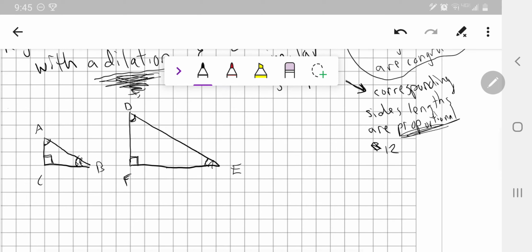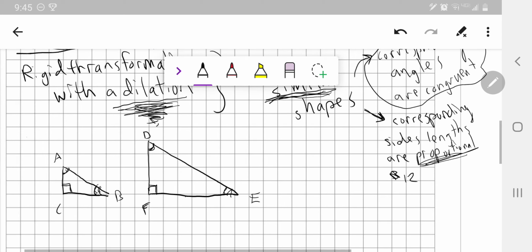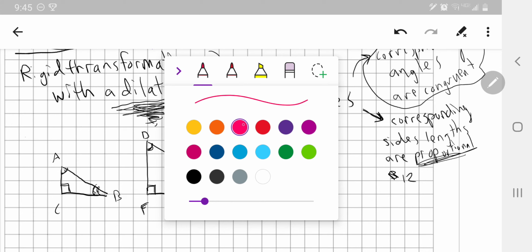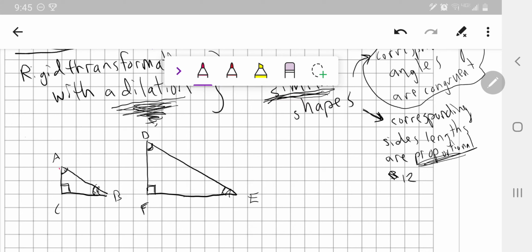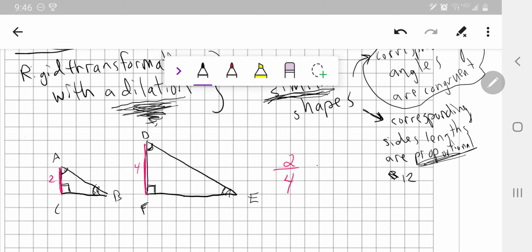So the second thing we have to just show is that corresponding side lengths are proportional. And what we'll do here is I'll change up the color. Okay, what side corresponds with that? Well, this side corresponds with that. We are going to compare their side lengths and put it into a ratio or fraction. So the side length of 2 here corresponds with the side length of 4 here. We want to see if that ratio is equal to the ratio of other corresponding side lengths.